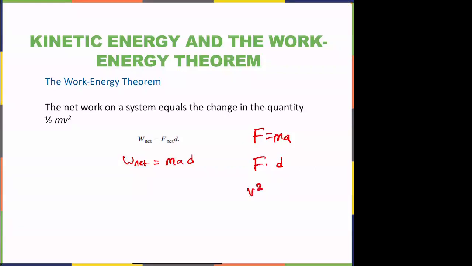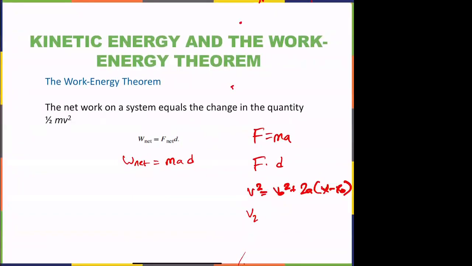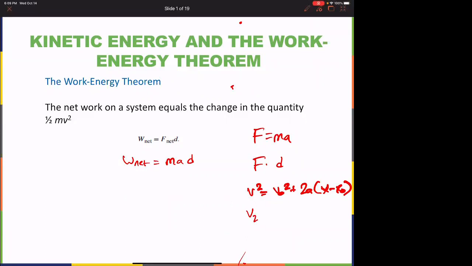And if we use our equation, V squared equals V naught squared plus 2a(x minus x naught), which is d, we can get V squared, sorry, where's my undo button? Where is my... sorry, user error today. There it is. I don't know where that went to.